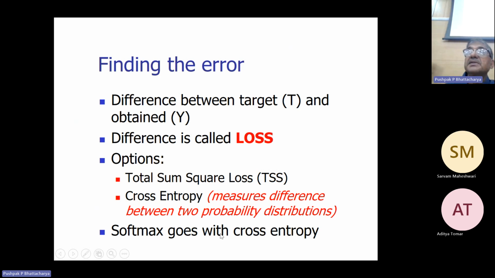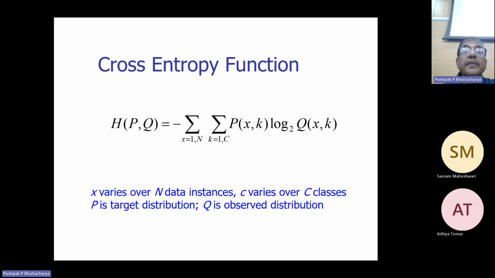So softmax and cross entropy go very well together. These two are generally put together to train a learning machine. So this is how the cross entropy looks. H(P,Q): Q is the observed distribution, P is the target distribution. P, for example, would be 1, 0, 0, 0, 0, 1, 0, 1, 0, etc. Q would be the output of sigmoid or softmax, which gives an observed probability distribution.